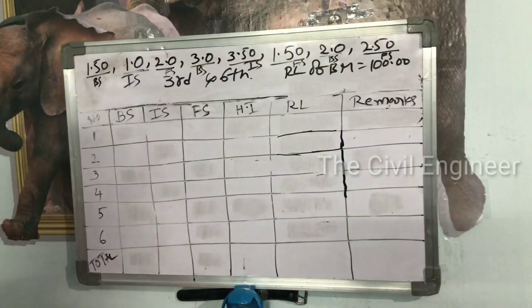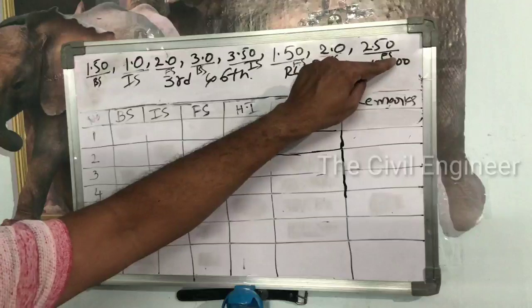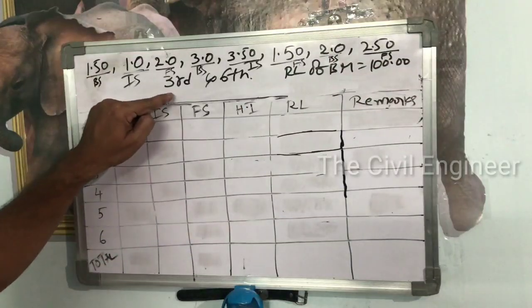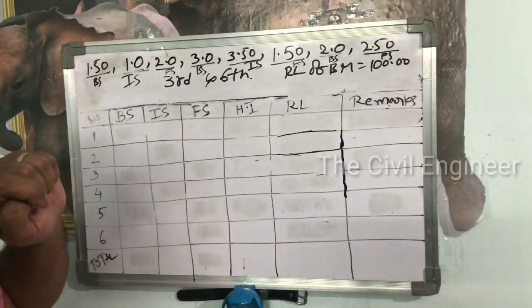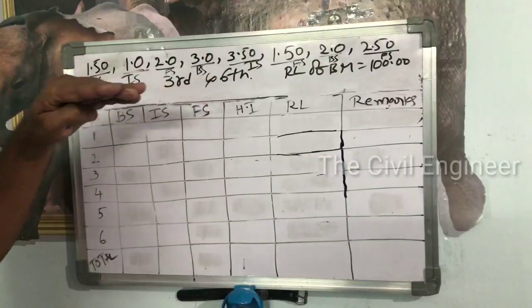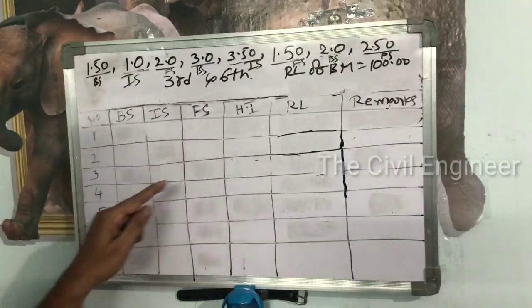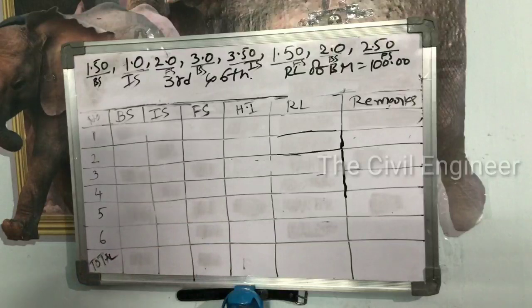Once again I am repeating the process. The total staff readings are 8. The instrument was shifted after 2 staff readings. So 8 minus 2 is equal to 6. So 6 rows are drawn.